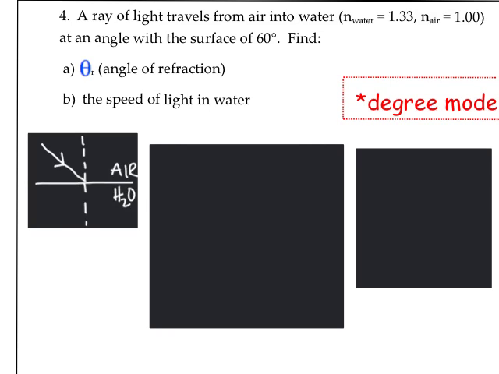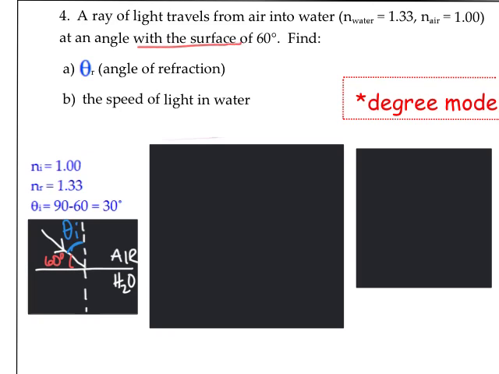And notice that it said at an angle with the surface of 60 degrees. So this is 60, but we need an angle of incidence that's measured from the normal line. So right here is going to be our theta I, so don't forget to subtract from 90 to get that actual incident angle. So you should have these quantities listed. It's going from air, which will be our incident side. Air is an index of refraction of 1, into water, which is the refracted side, and you're given the index of refraction of water is 1.33. And then remember, we found our angle of incidence as 30 degrees.